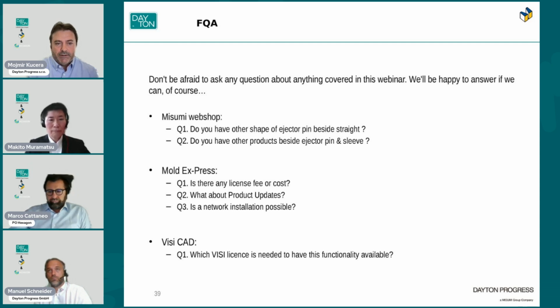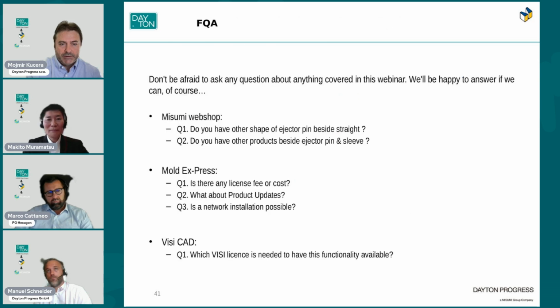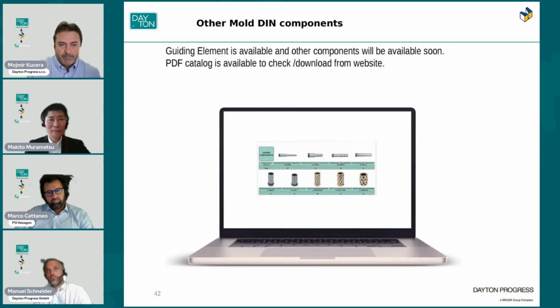So we start with MISUMI. I ask Makito, do you have other shapes of ejector pin besides straight? Yes. Thank you, Mojmir. Yes, we have other shapes: ejector pin stepped and blade type, ejector sleeve stepped and straight with center pin. They are all possible to configure by 0.01 mm increments.